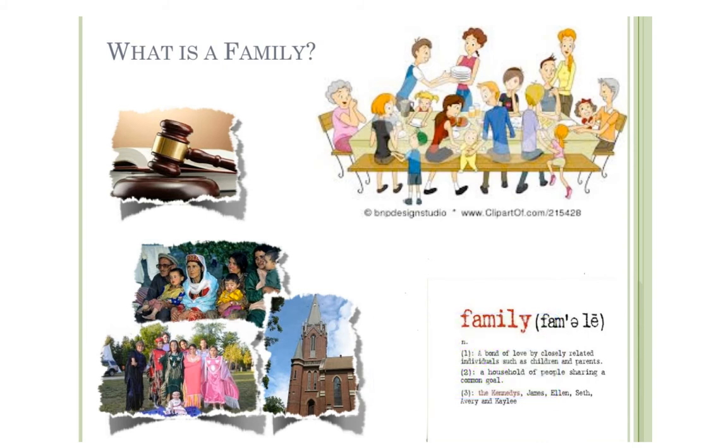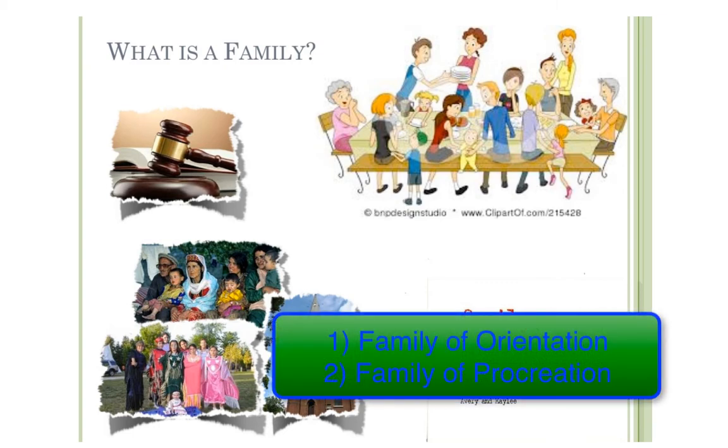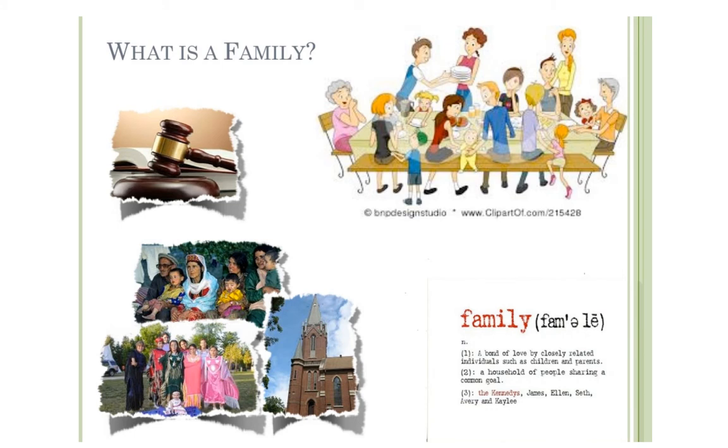Now, there are two ways in which we may be a part of a family. There's the family of orientation. This is the family that we were born into and raised by. So your mom and dad, that's you being a part of their family, and so that's your family of orientation. But then when you grow older and have children of your own and start your own family, that's called a family of procreation.